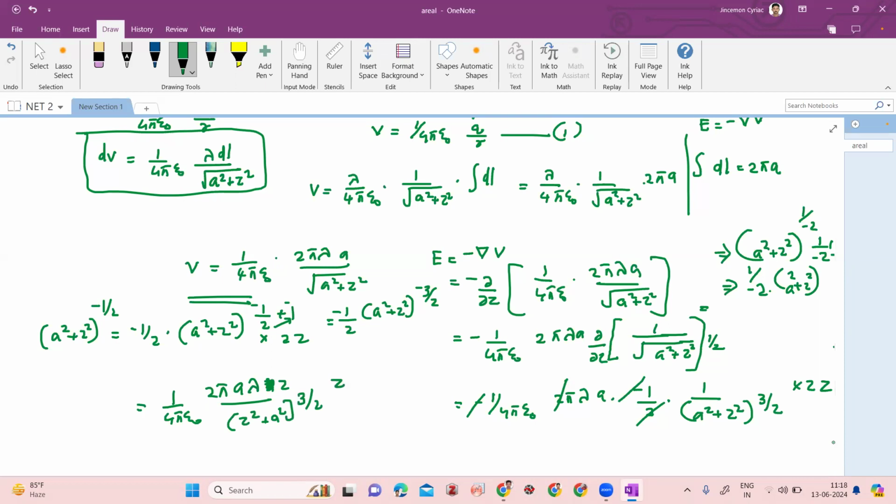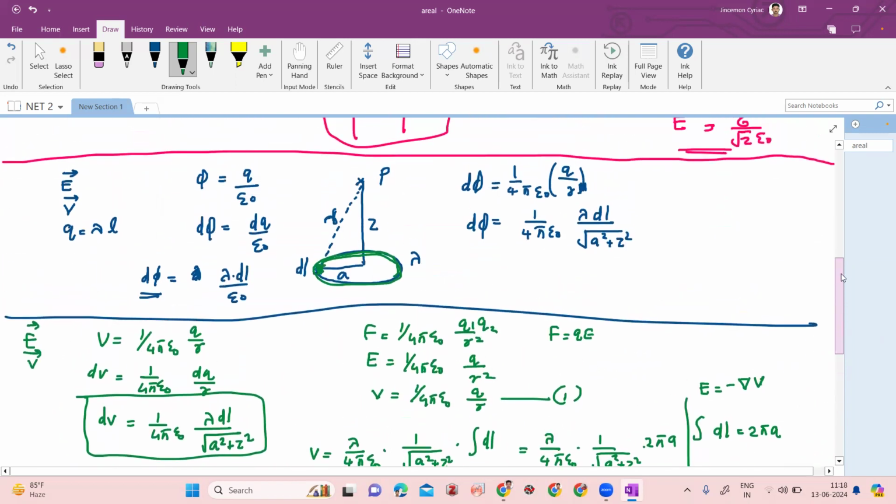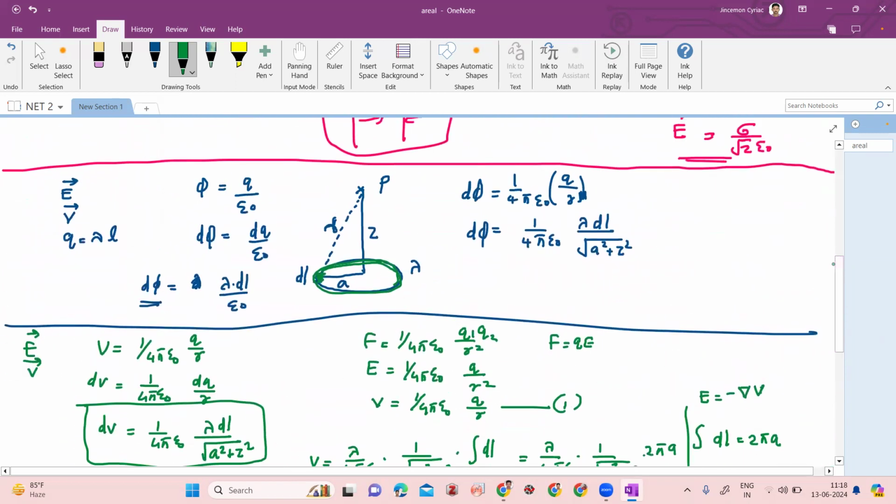If it is in the z direction, we can write the unit vector in that direction. So this is the value of V. It's a very important and a very good problem, because we want to know the concept. We just leave this portion. F is equal to 1 by 4 pi epsilon 0 q1 q2 by r square. E is equal to 1 by 4 pi epsilon 0 q by r square.